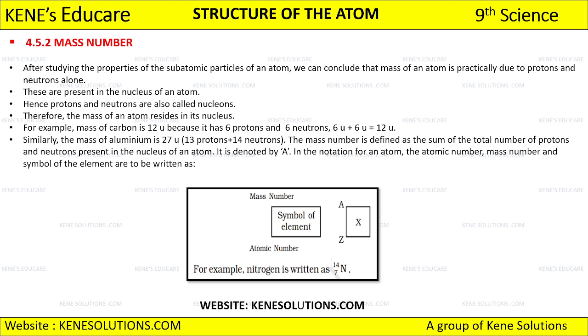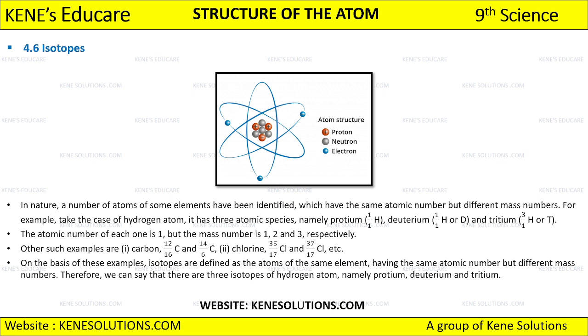So as you can see, the atomic number is represented by Z, and the mass number is represented by A, and the symbol of the element is written as X. So we'll be discussing in detail as well what is atomic number, what is mass number, and then after that we have isotopes and isobars to discuss.